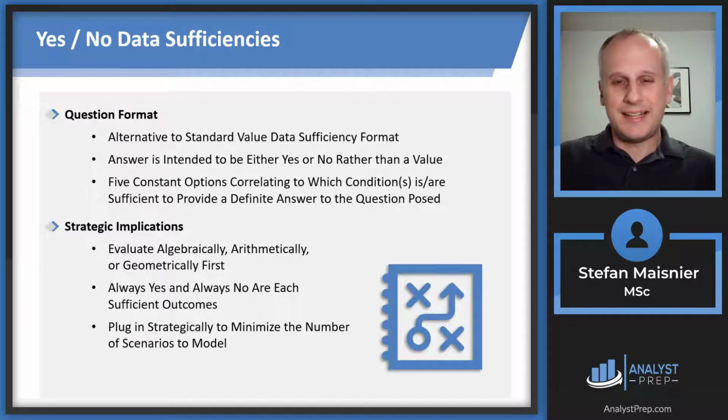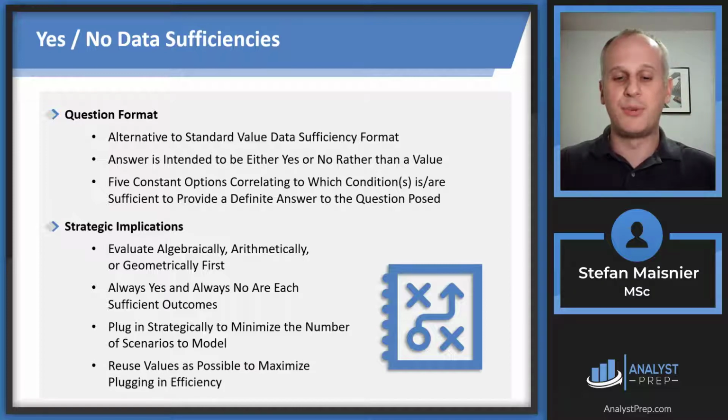Now, plugging in does become a little bit more viable for yes-no data sufficiencies because there's such a wide berth of possibilities, either as yes or no. And we're going to talk here in this lesson about how to plug in strategically to minimize the number of scenarios that you need to model. And you're going to want to potentially reuse values in the plugging in process so that maybe you don't have to plug in repeatedly for each statement and possibly the statements together. You already have sufficient or insufficient scenarios that you can use for multiple steps of the process.